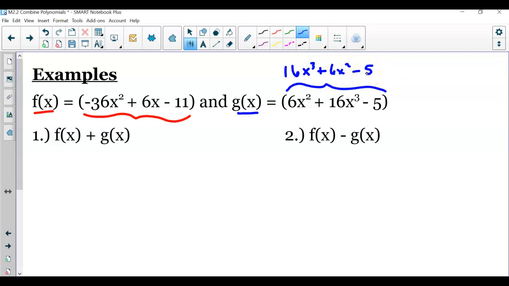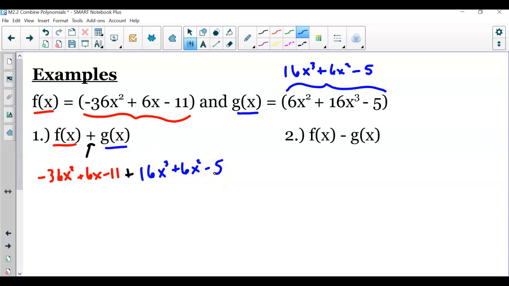I just went ahead and rewrote that in standard form because our first f of x function is already in standard form. Then notice we are adding in the first problem. We're adding f of x plus g of x. Well, again, what is f of x? f of x is negative 36x squared plus 6x minus 11. And then we're adding to that g of x. Well, what's g of x? 16x cubed plus 6x squared minus 5.